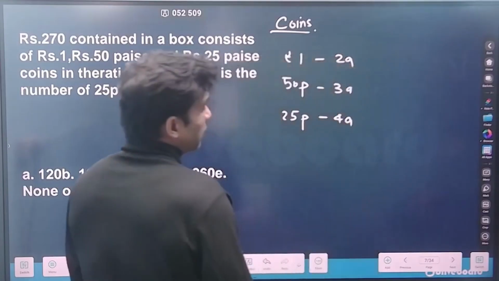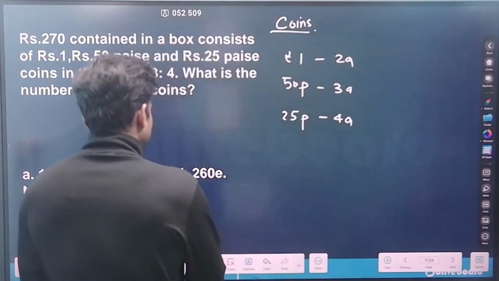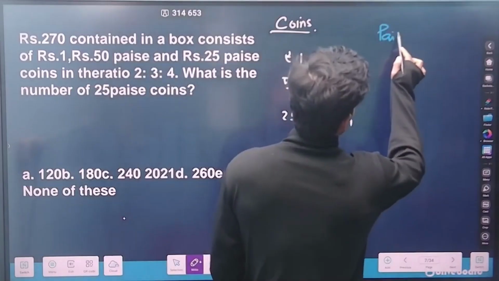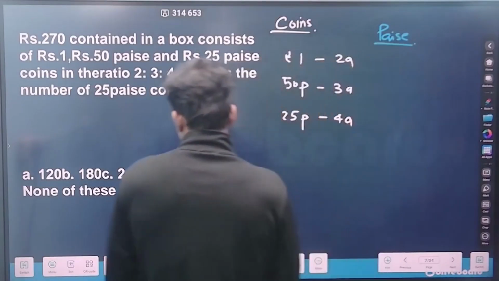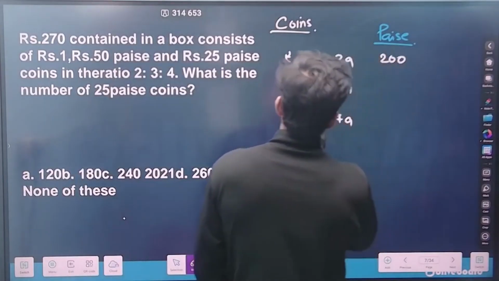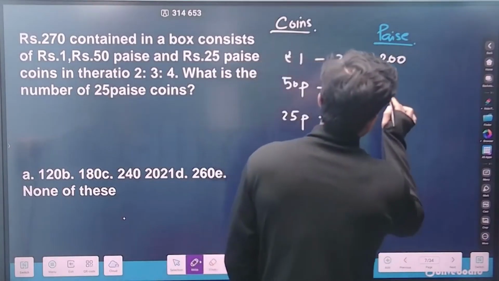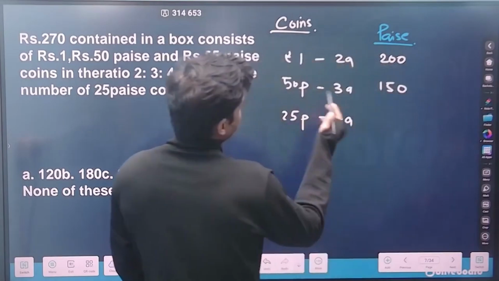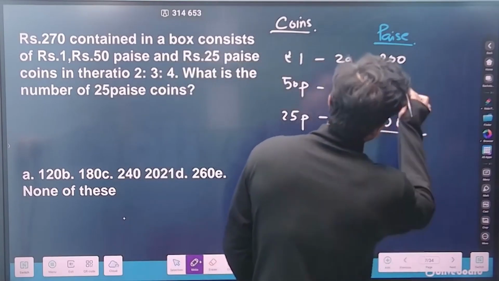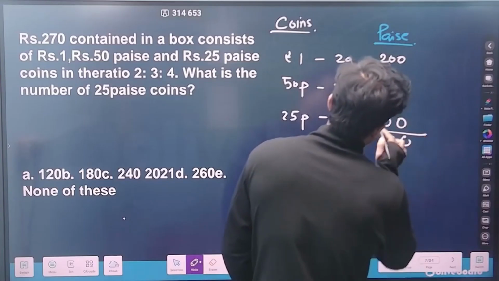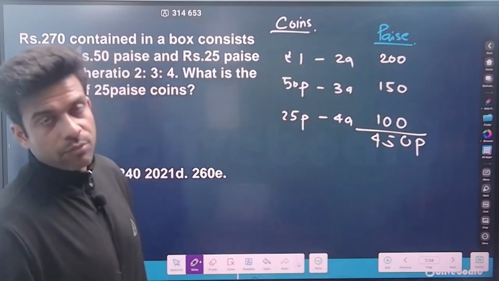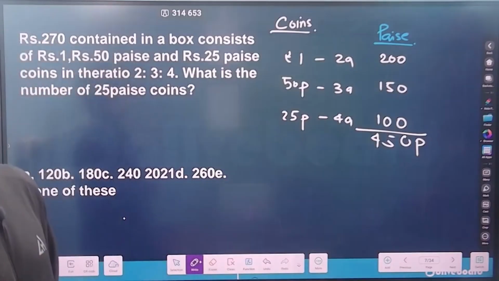Can I go for conversion to paise only? So my point is, convert this whole thing into paise. If I convert it, can I say this is 200 paise? Correct. Can I say this is 150 paise? Correct, because 50 paise into 3. Can I say this is 100 paise? Correct. So in terms of paise, if I add, I get 450 paise, isn't it? In terms of paise I'm talking about. So I'm having 450 paise, correct.